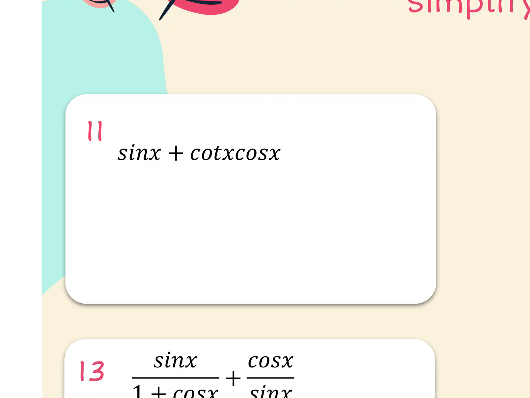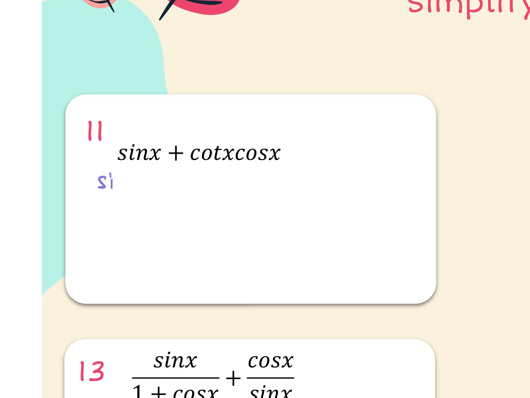So what we do instead is let's just jump into changing everything in terms of sine and cosine. And that's always what I would suggest to you guys if you're stuck. If you genuinely see nothing, no common factor, no Pythagorean identity, none of that, change everything in terms of sine and cosine.